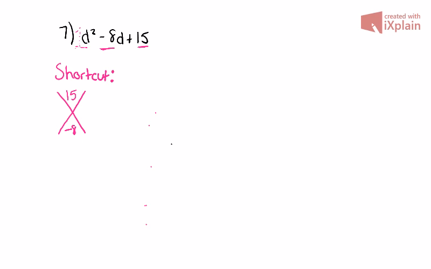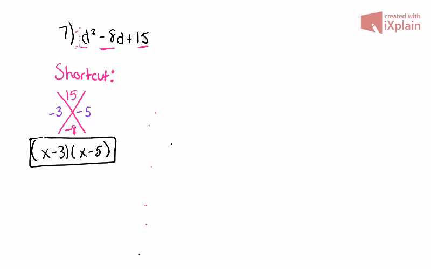So what I'm looking for is two numbers that multiply to positive 15 but add to negative 8. And if we go through a bunch of factors, we'll find that that will be negative 3 and negative 5. All right. So now if I write those two factors into my shortcut form, my factored form will be d minus 3 times d minus 5.